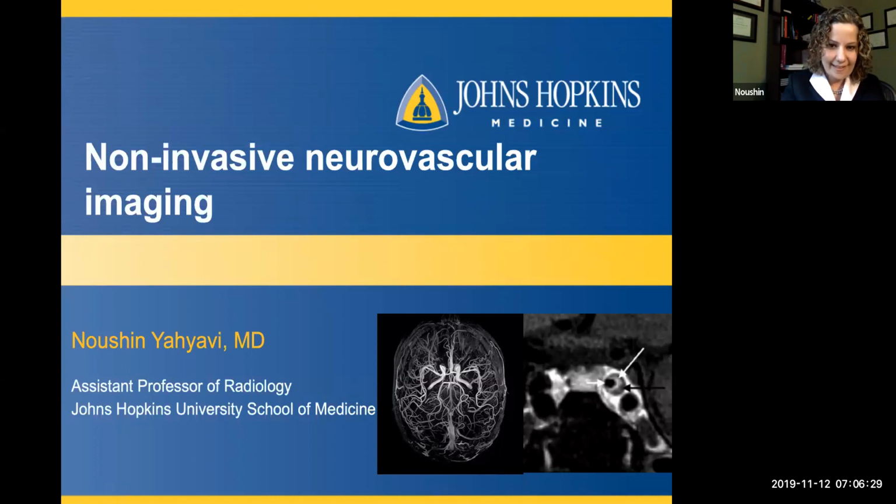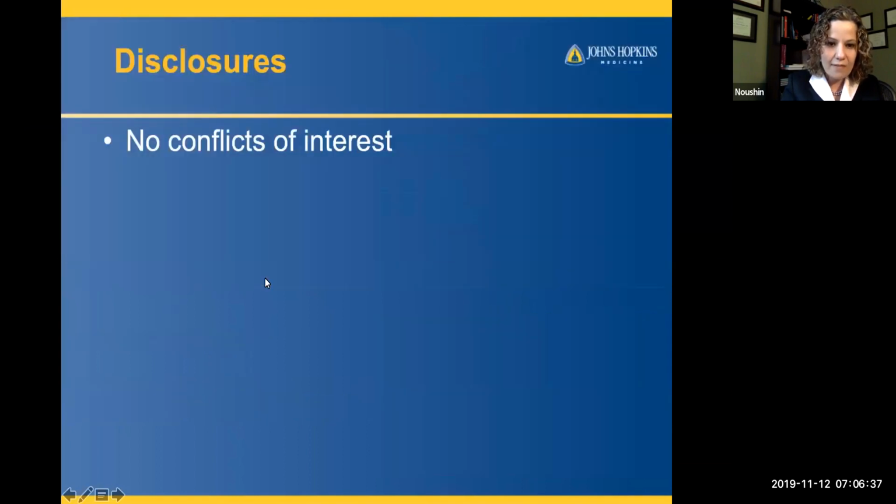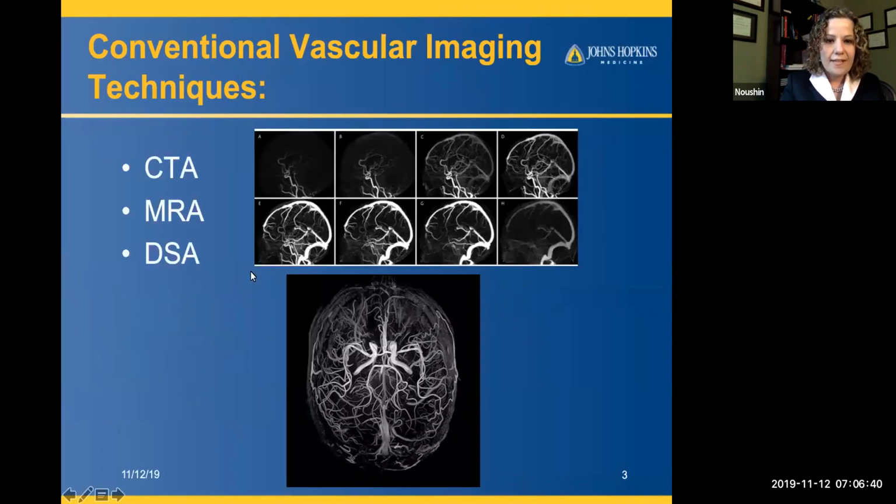I'm very excited. I'm going to talk about non-invasive neurovascular imaging, mainly CTA and MRA, no conflicts of interest. So the conventional vascular imaging techniques that we use are commonly, besides ultrasound, which I'm not going to talk about today, CTA, MRA, and catheter angiography. We're going to focus more on CTA and MRA today.